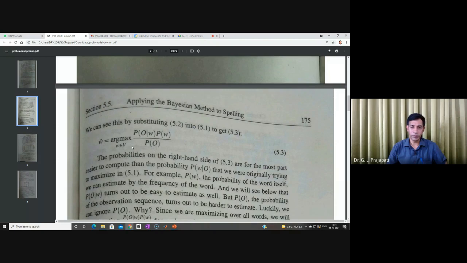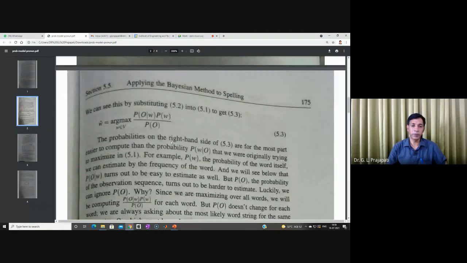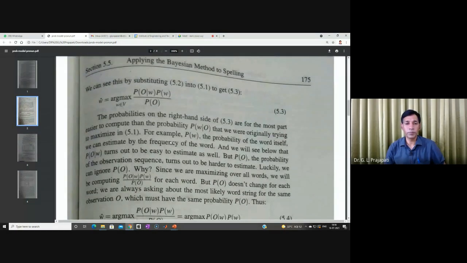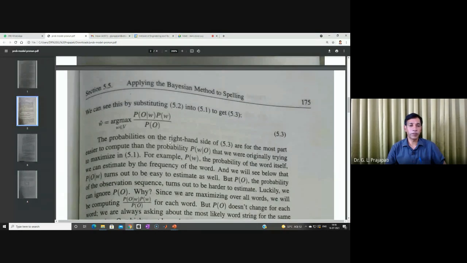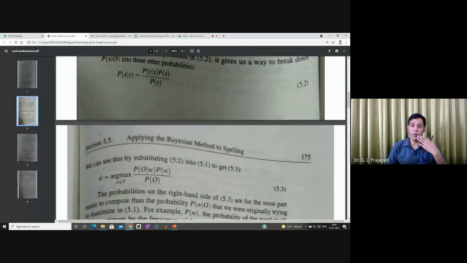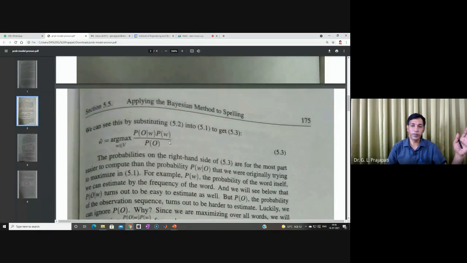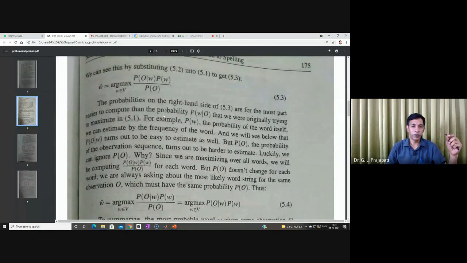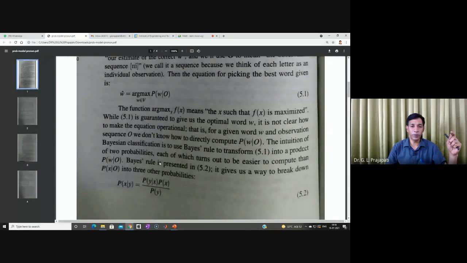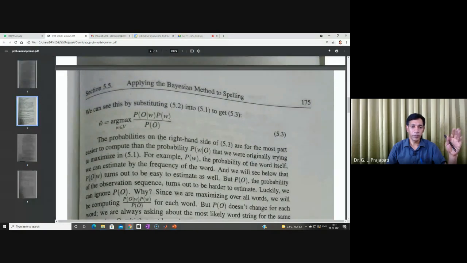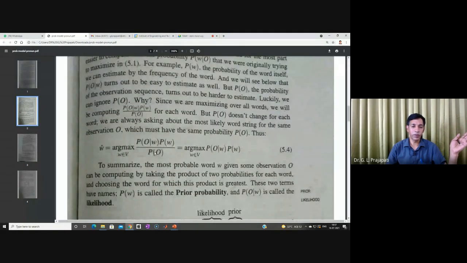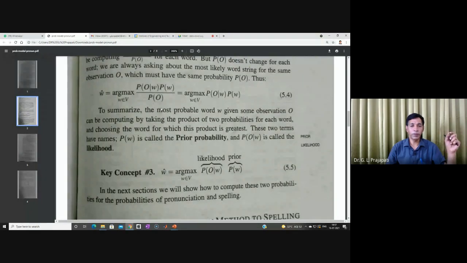You don't need to know this in detail. If you are interested in research in a situation where you are dealing with pronunciation or speech recognition, then you have to know. The question is, if you are not able to compute the probability of W given O directly, you can use the Bayesian method, the Bayes rule, for getting this probability. Now, the probability of the observed sequence.